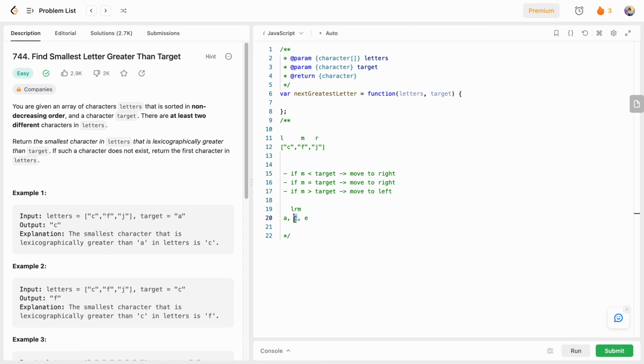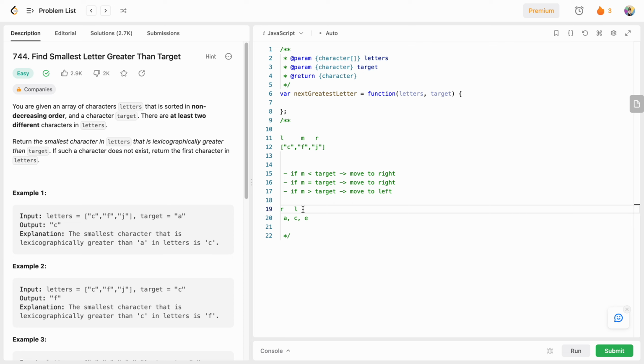Now this value is greater, right? Since it is greater than the target, we move to the left. So we are moving to left means we are moving the right pointer to left. So now my right is here and my left will still be here. Now what happened is left becomes greater than right.